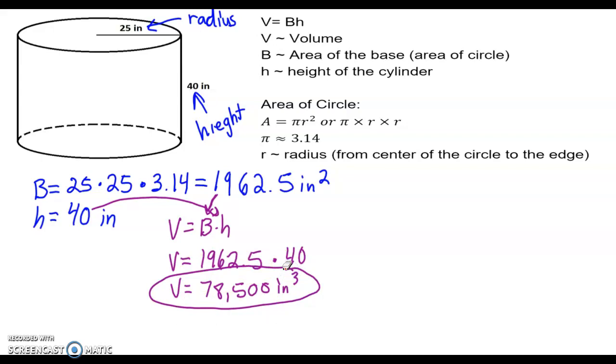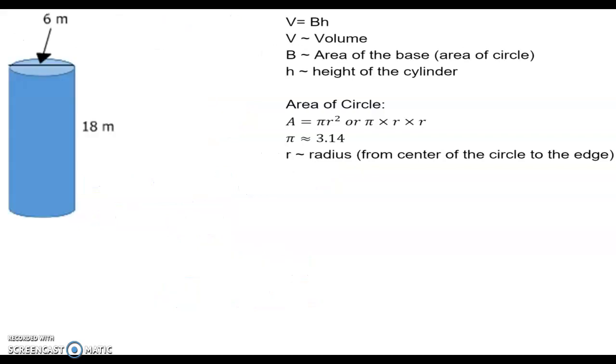Now this example gave us the radius. This next example that we're going to walk through only gives us the diameter. But if you remember, the diameter is all the way across. In order to find out halfway, which would be the radius, we're going to take that number and divide it by 2, which means our radius is going to be 3 meters.